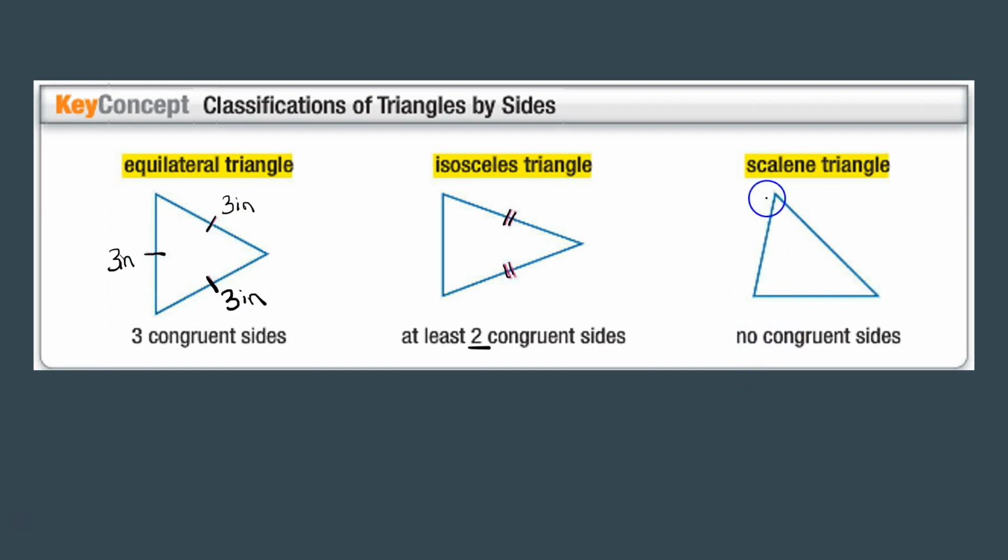Last but not least, we have the scalene triangle, which means we have no congruent sides, which we can also mark with one mark here, 2 marks here, and let's say 3 marks here. Notice the amount of markings for each of the sides are different, which means they are all different in lengths. For example, this one could be 3 inches, this one could be 4 inches, and this one could be 3.5 inches. They're all different.